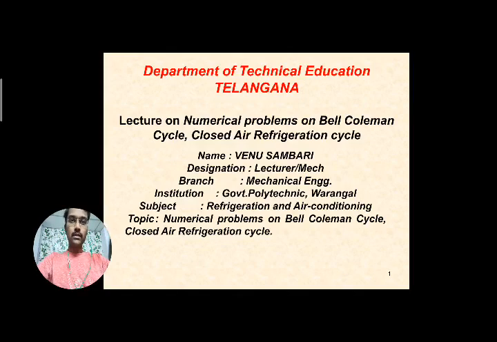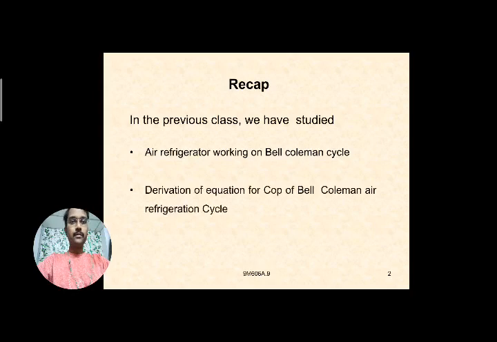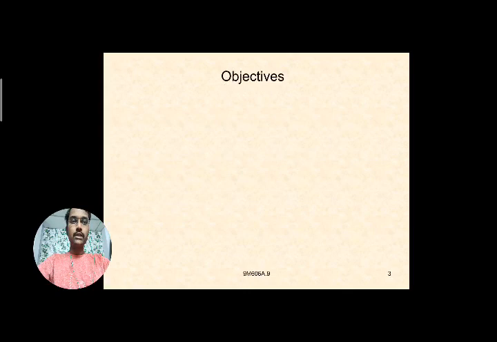And today's topic is numerical problems on the Bell-Coleman cycle and an explanation of the closed air refrigeration cycle. In my previous video classes, we learned about air refrigeration and the open cycle air refrigeration, and did the analysis of the Carnot refrigeration cycle and the air refrigerator working on the Bell-Coleman cycle, with analysis in the PV and TS diagrams. Next we saw the derivation of the equation for the COP of the Bell-Coleman air refrigeration cycle.